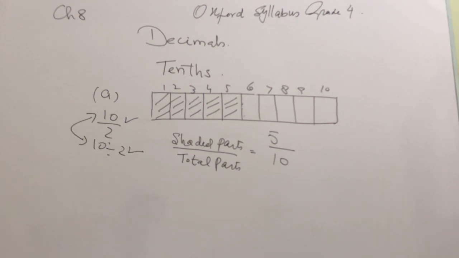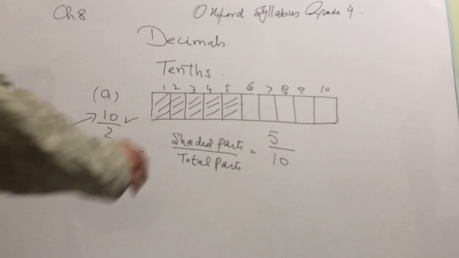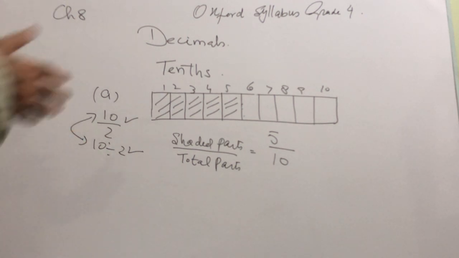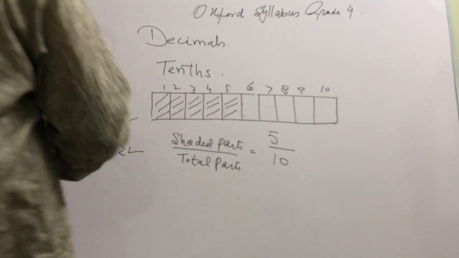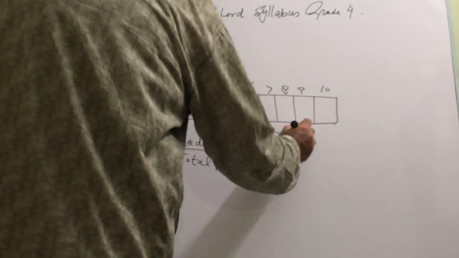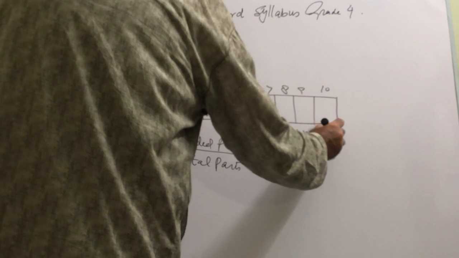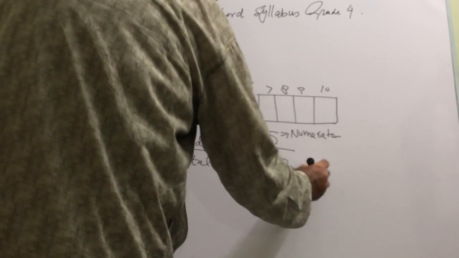Okay. Now we need to tell the same story in terms of decimals. Then this shaded part, how can we write it or express it in terms of decimals? Okay, what we will do is, this is called numerator, this is denominator.